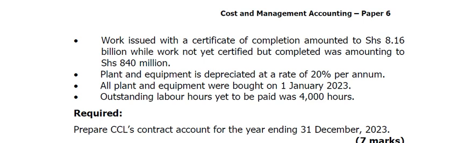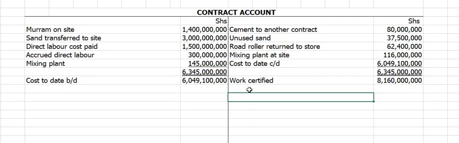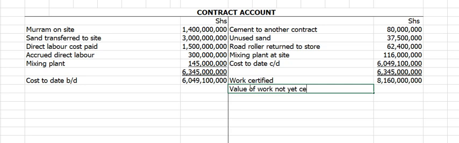Then you also have the value of work not yet certified. The value of work not yet certified, that is 840 millions. That should also be credited in the contract account. Value of work not yet certified, that is 840 millions as per the question. So we credit the 840 millions.